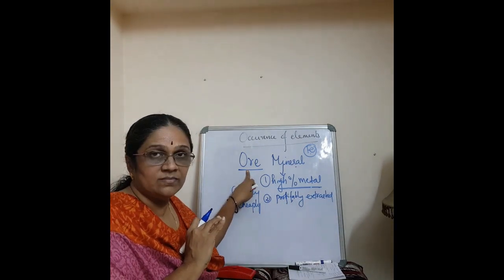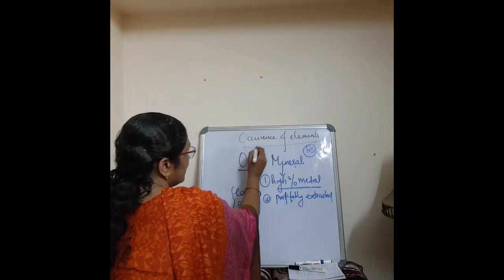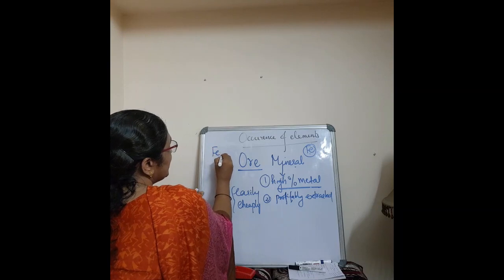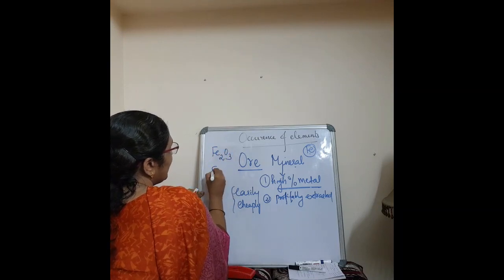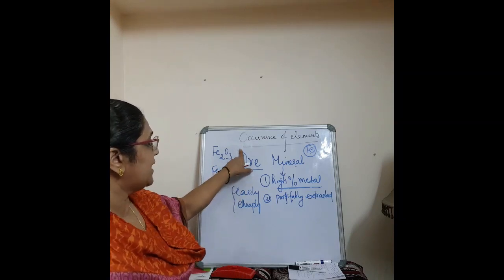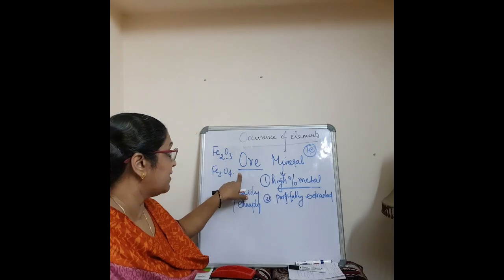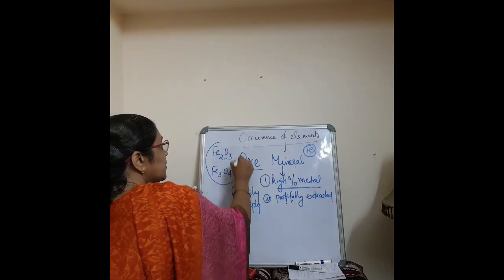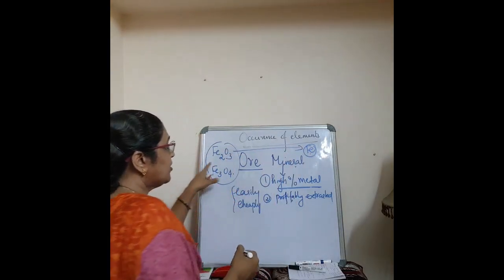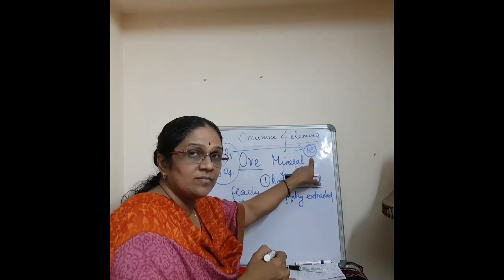You got it? For example, there are two ores of iron, one is Fe2O3 and the other is Fe3O4. This is hematite and this is magnetite. There are two ores in iron. So from these ores you can extract iron easily because these oxides of iron contain more iron.